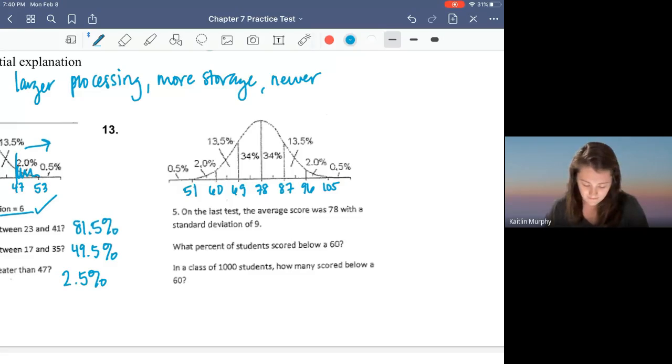All right. Got those. What percent of students scored below a 60? So here's 60 right there. And below a 60 is just to the left. That's that 2% and that 0.5%. So that's 2.5%.